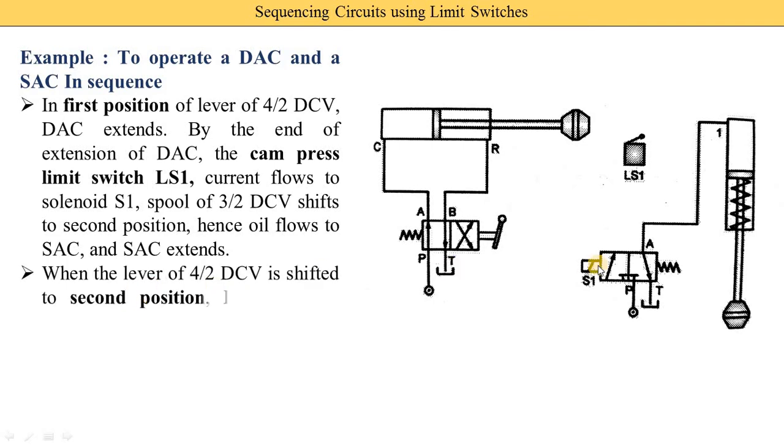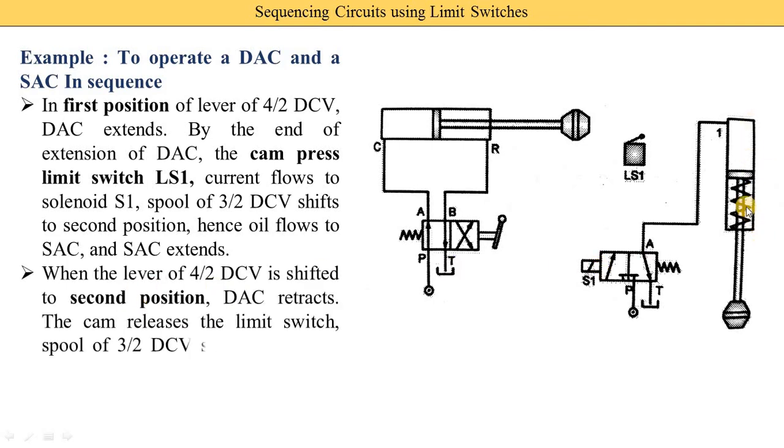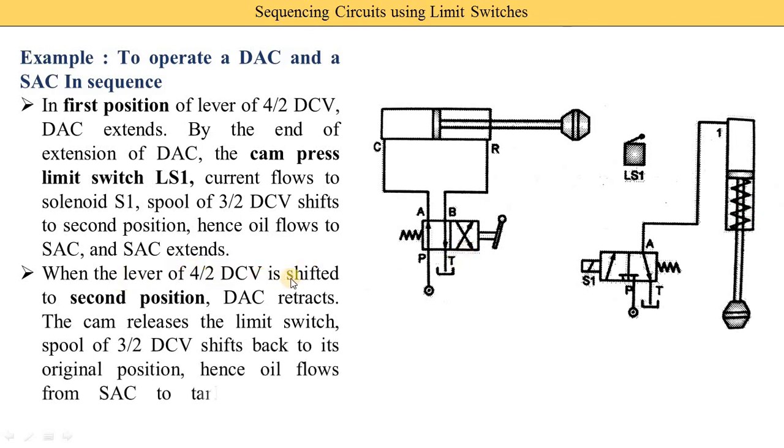Now when the extension of the single acting cylinder is completed, what happens? At that time the lever of the 4/2 DCV is shifted to the second position. It is manually operated, so the operator changes its position to the second position. During the second position, in this diagram you see that the P port is connected with the B port. Pressurized oil is supplied to the B port, and from the B port to the R port, meaning oil is supplied to the right side and the piston starts to move from right to left. This is called the retraction. Here it is written that the DAC, the double acting cylinder, is retracting, and the cam releases the limit switch, meaning when the retraction starts, the cam releases the limit switch.